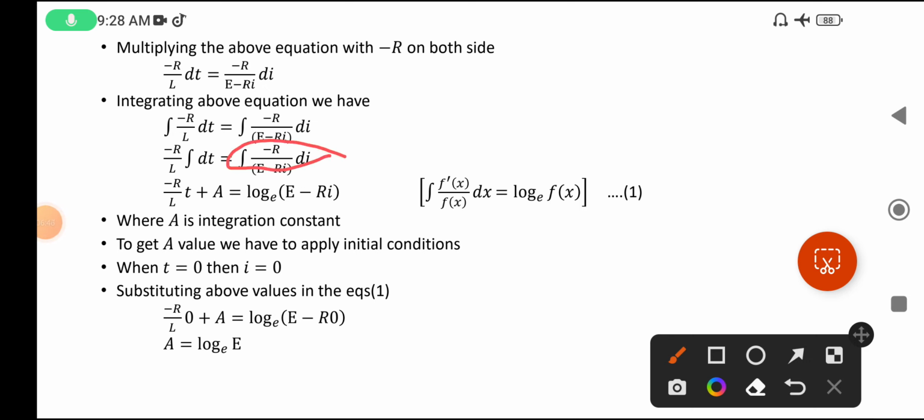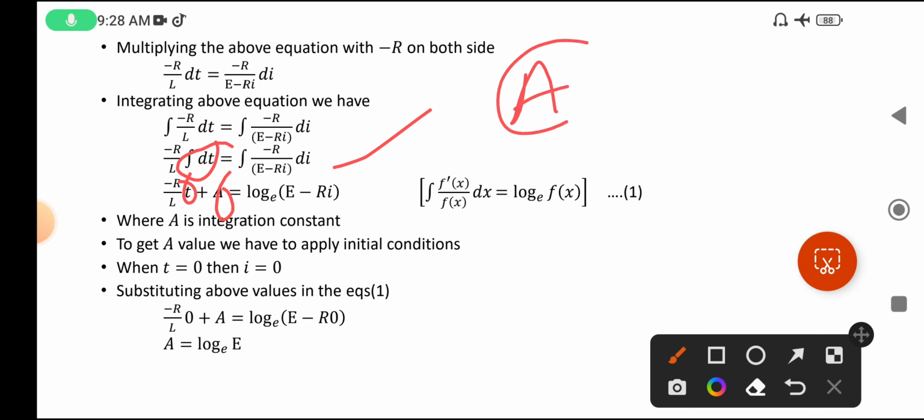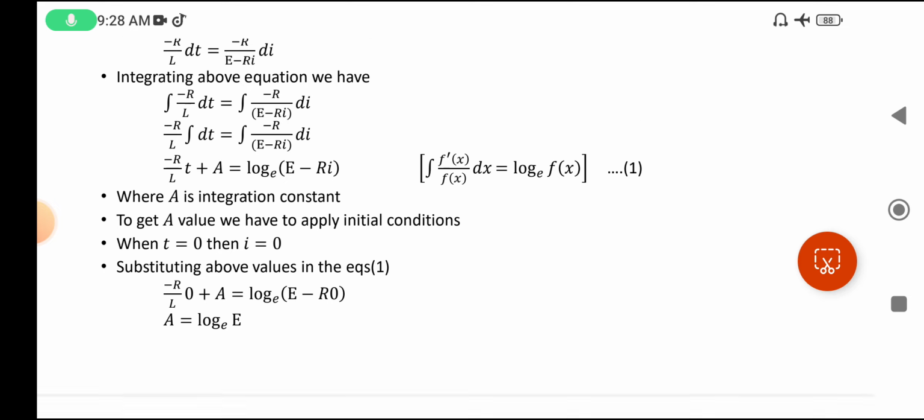So, this is the formula, no change, and the next step is integration of dt, which is simply t only, and I have kept one constant. Why? Because when we integrate on either side, according to mathematics, when we integrate on both sides, we must keep one constant, either b or c or a, whatever it is. That constant is called the integration constant.